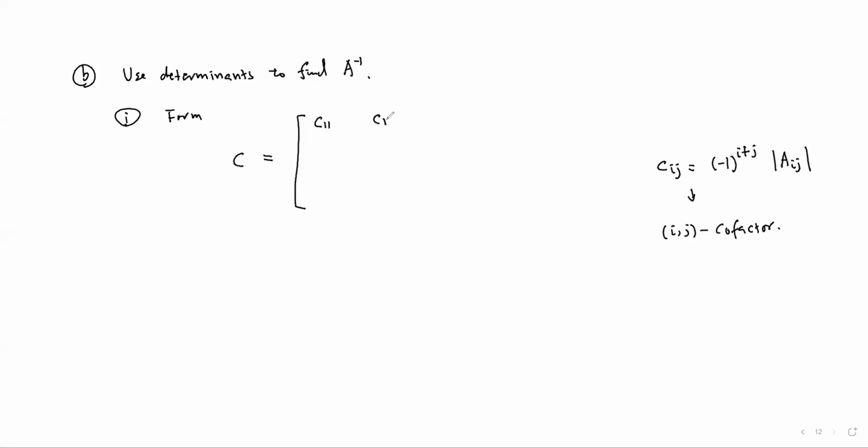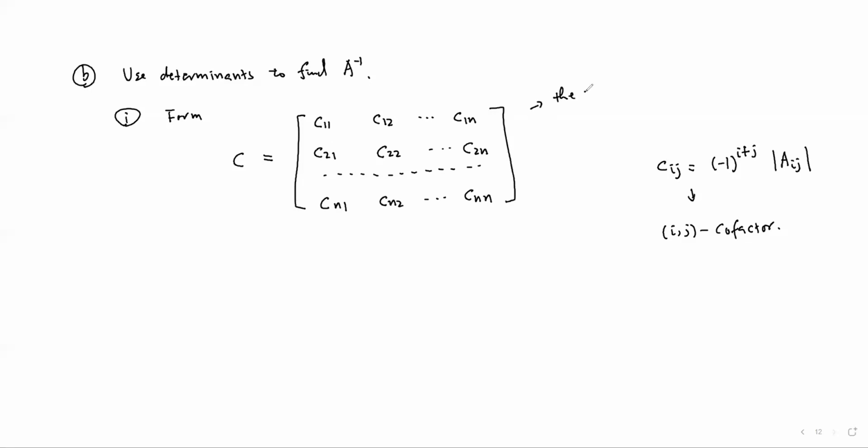C11, C12, up to C1n, C21, C22, up to C2n, and so on, Cn1, Cn2, up to Cnn. Yeah, this is the matrix of cofactors. The matrix of cofactors.